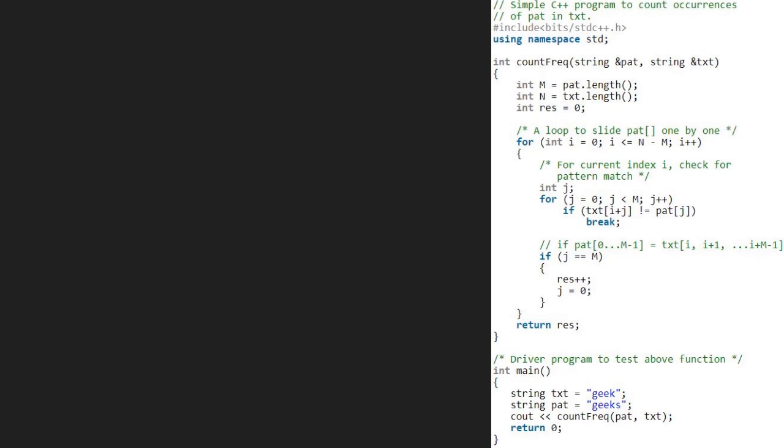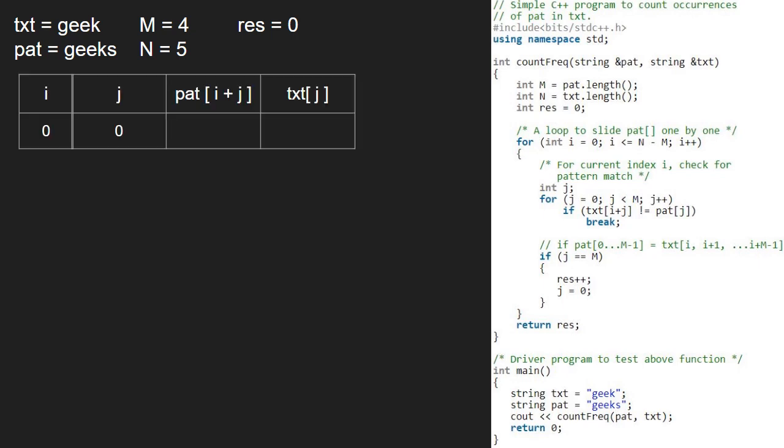We take two sample strings, "geek" and "geeks", and pass them to the isSubstring function. Next, we take two integers m and n, which will store the lengths of strings txt and pat respectively, and a res variable initialized to 0. Now, we run a for loop from 0 to n minus m, and also an inner for loop from 0 to m.